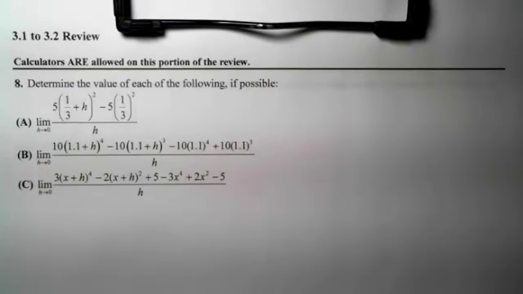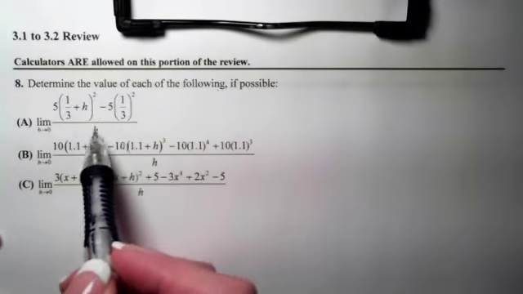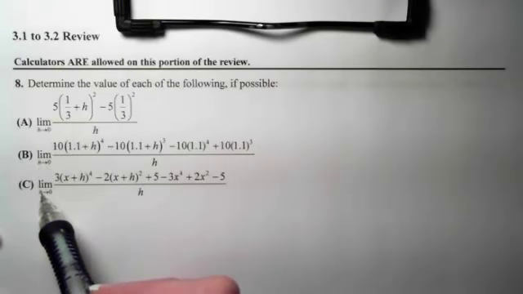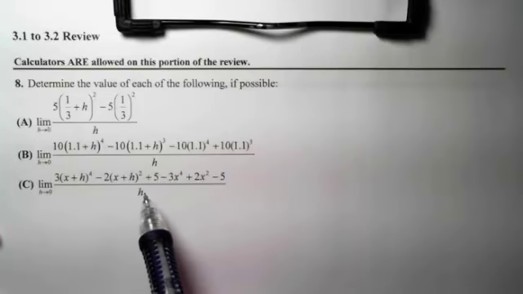Section 3.1 to 3.2 review. Calculators are allowed but not necessary on these particular problems. So this one says we want to determine the value of each of the following, and if we look, they are all limits as h approaches 0 where h is on the denominator.